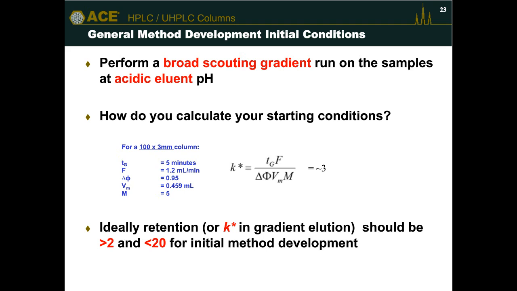If there's any problems, just send me an email and I can probably work it out for you and send it to you. Off the top of my head, I can't remember because our standard platform is 100 by 3 millimeter, 2 micron. But no problem, just contact me.